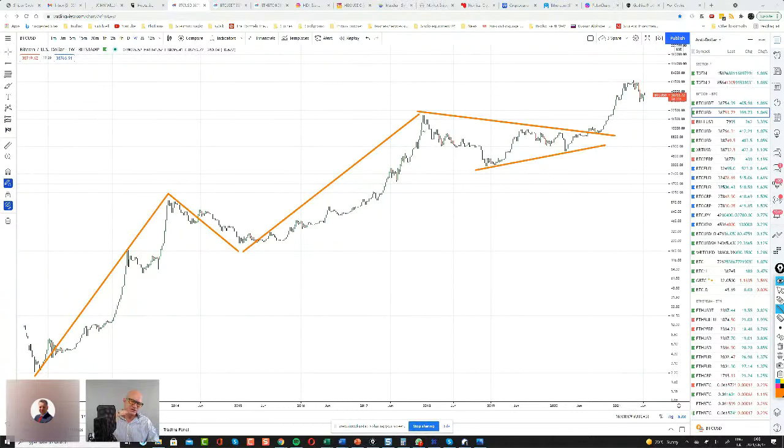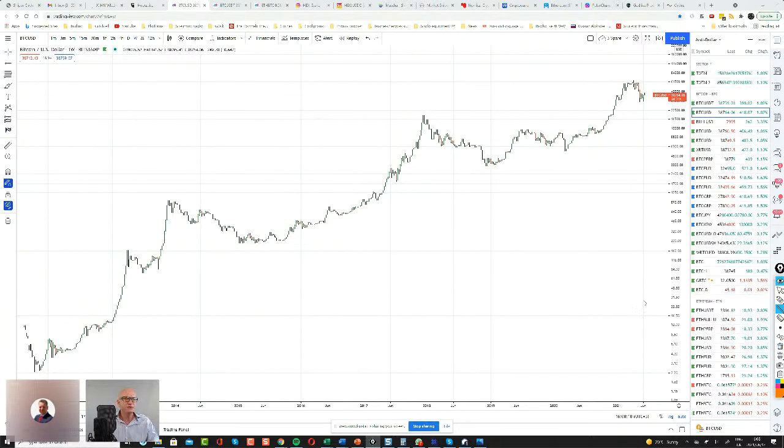So the rate of proliferation is cut by half every 4 years. This has already happened three times now, and this is known as a halvening. You can go check it all out. That's information you can get on Google.